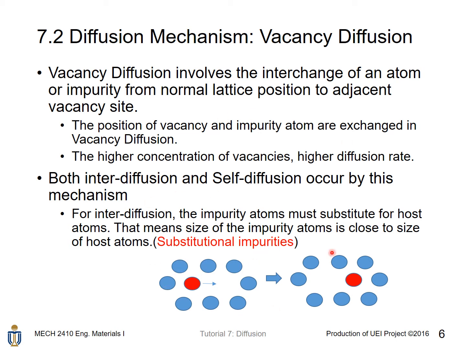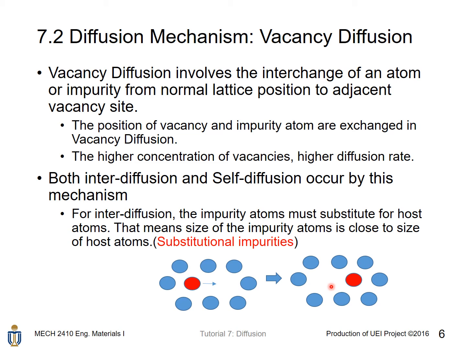And you can see that during this process, the position of the vacancy and the red atom are interchanged. Both interdiffusion and self-diffusion can occur by this mechanism. For interdiffusion, there are at least two kinds of atoms involved.